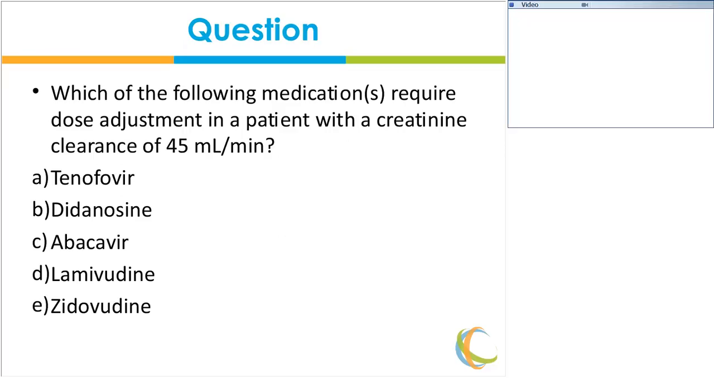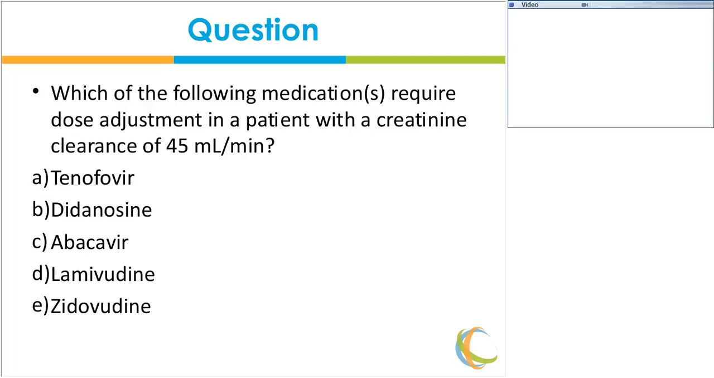And now, before we go further, let's answer a quick question. Which of the following medications require dose adjustment in a patient with creatinine clearance of 45 milliliters per minute? I would like to ask if you can please provide your answers via the chat session that's located on the right-hand side of your screen. Okay, I don't seem to see any answers popping up here.